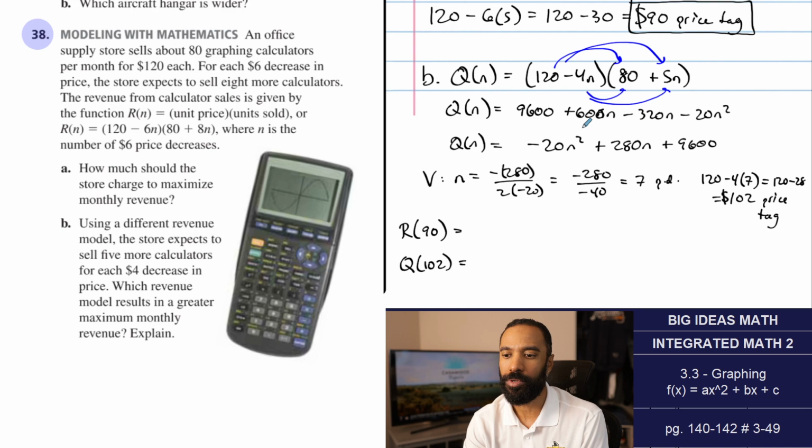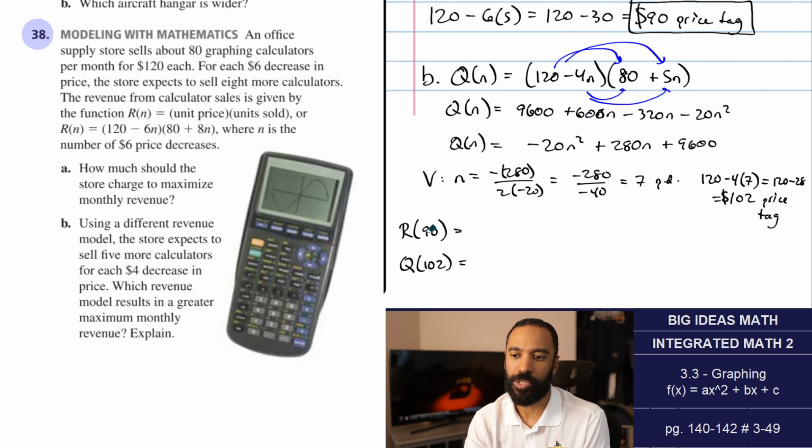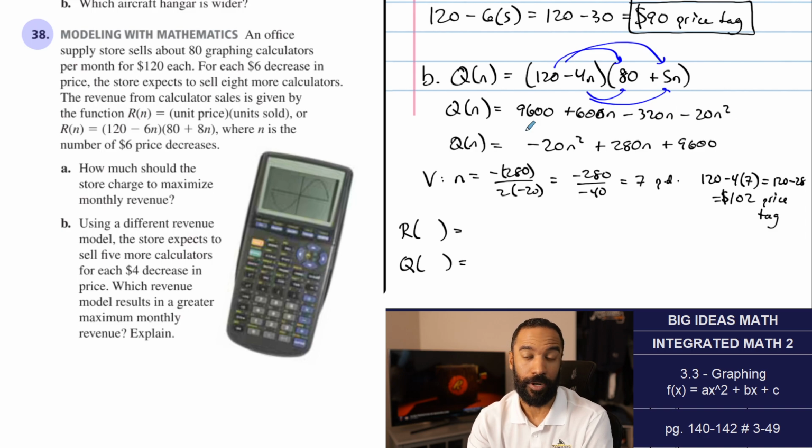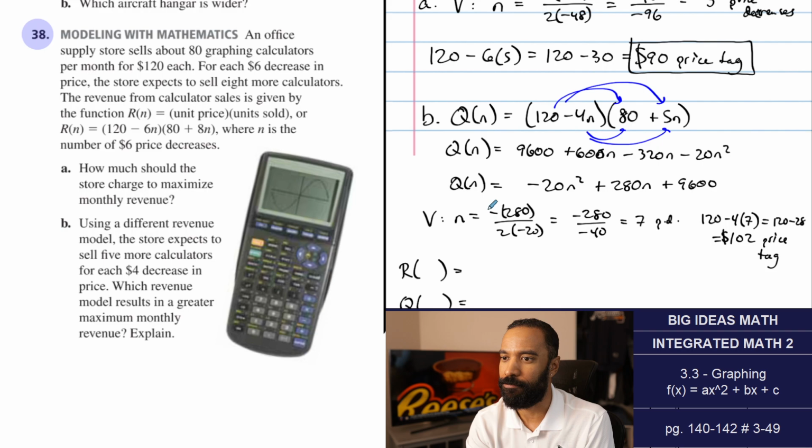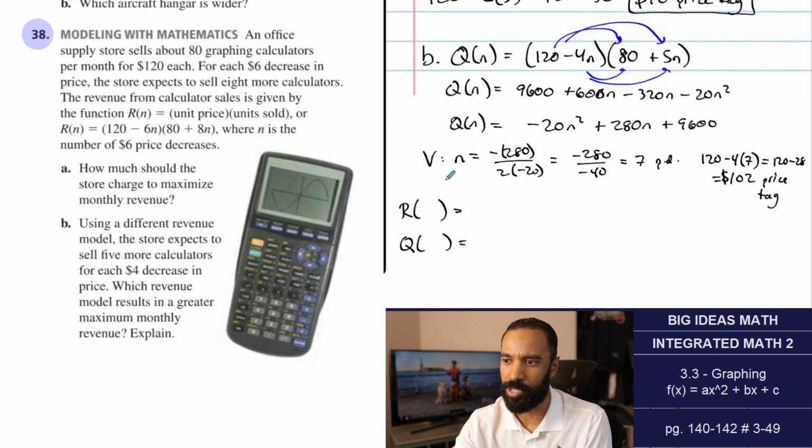I'm sorry, we don't use R of 90 and Q of 102. We use R of, you know what? I didn't need the 102 technically, but I am going to use it. We need to use R of, not 90, R of 5 price decreases and Q of 7. There it is.